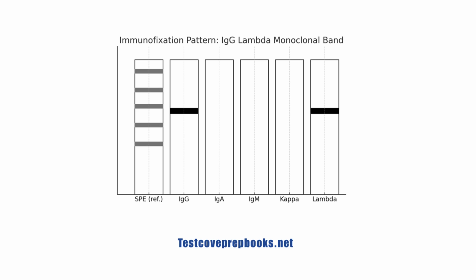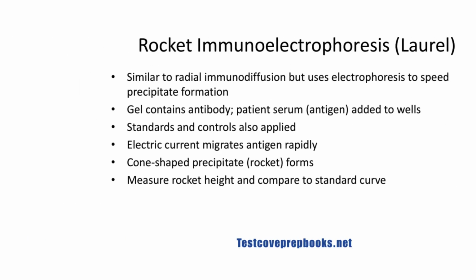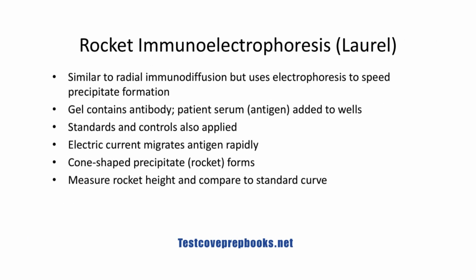In summary, reference lane, SPE, normal distribution of proteins. IgG lane, distinct monoclonal band. Lambda lane, matching monoclonal band. Final interpretation, IgG lambda monoclonal protein. Let's walk through the different immunoassay techniques.